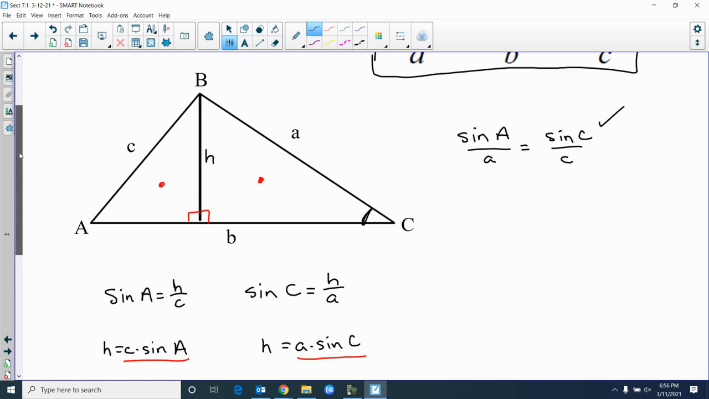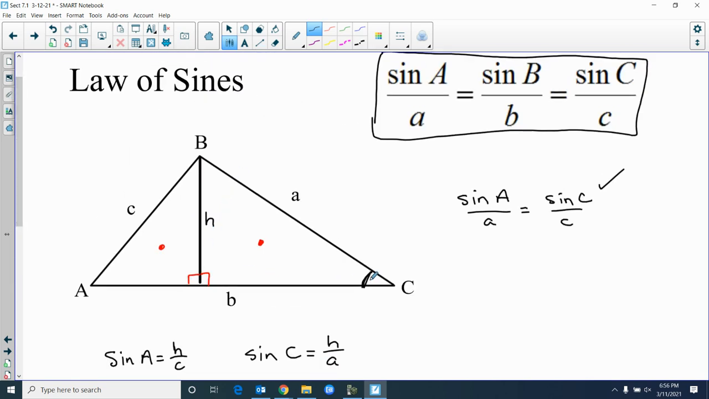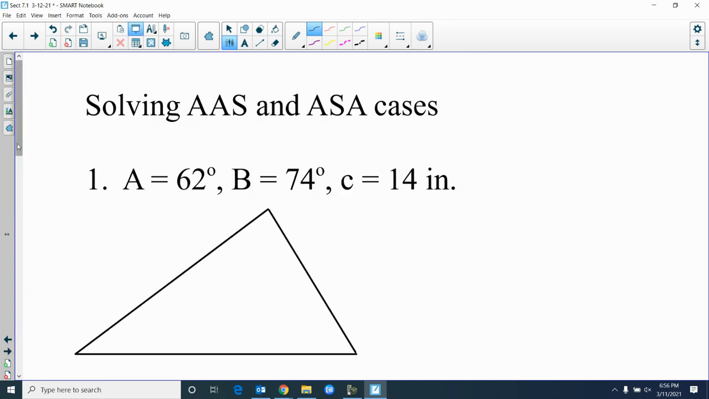Now we talked about this earlier. Anytime you draw a triangle, wherever angle B is, side B has to be opposite it. Wherever angle C is, the opposite side has to be C, and wherever angle A is, the opposite side has to be A. That always has to be the rule when you're drawing out a triangle. All right, let's use the law of sines to find some missing sides and angles.